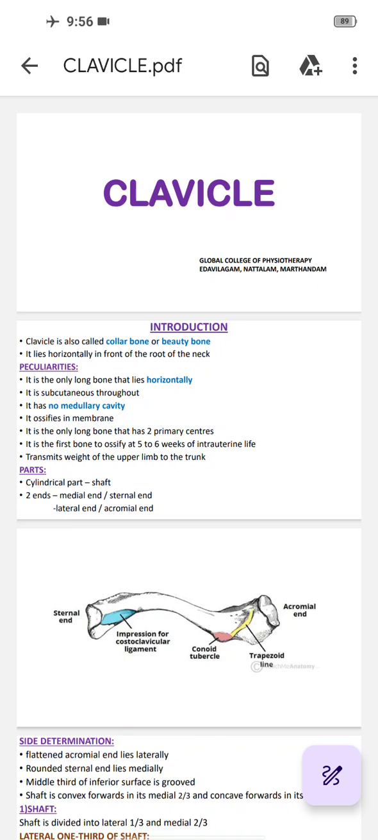Good morning, everyone. Today we'll see about the osteology of clavicle. So first we will see about the introduction.